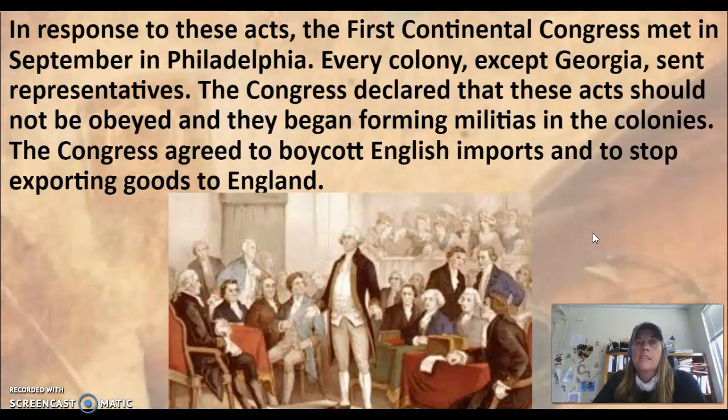In response to these acts, the First Continental Congress met in September. Every colony except Georgia sent representatives. The Congress declared that these acts should not be obeyed, and they began forming militias in the colonies. The Congress agreed to boycott English imports and to stop exporting goods to England.